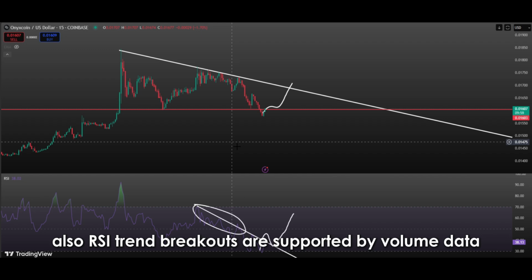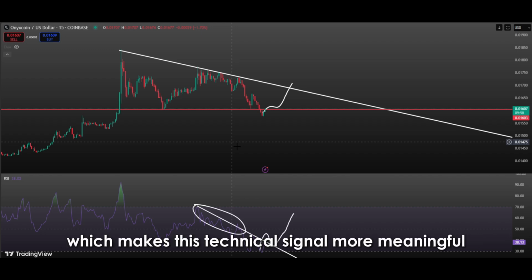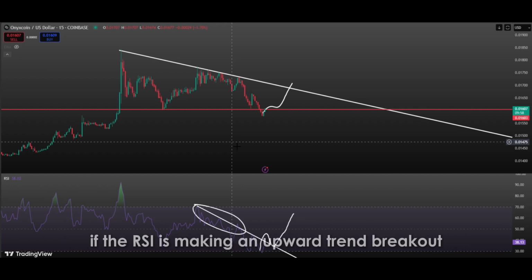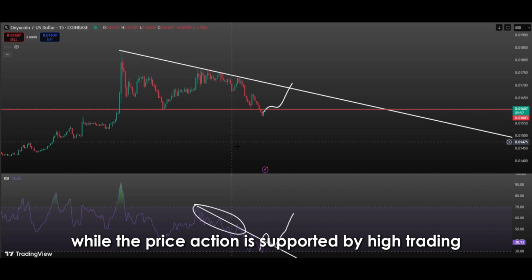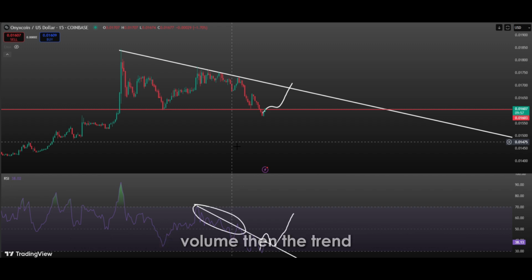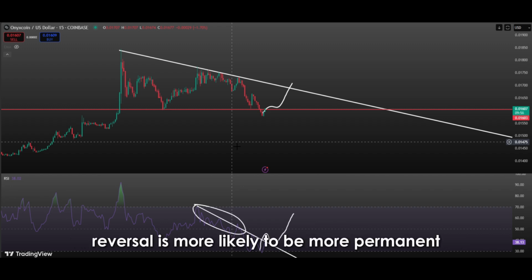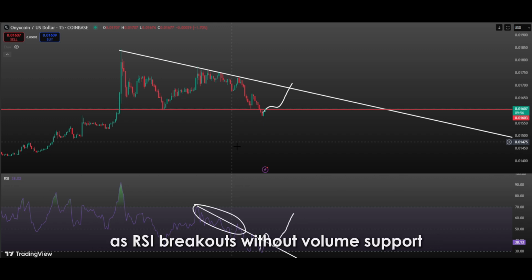Also, RSI trend breakouts are supported by volume data, which makes this technical signal more meaningful. If the RSI is making an upward trend breakout while the price action is supported by high trading volume, then the trend reversal is more likely to be more permanent. Traders should be careful as RSI breakouts without volume support can be misleading at times.